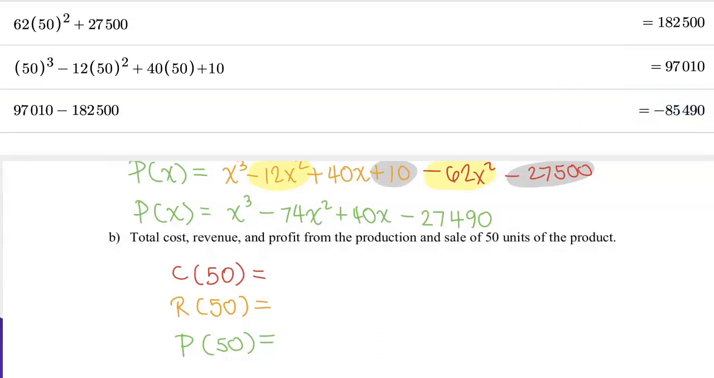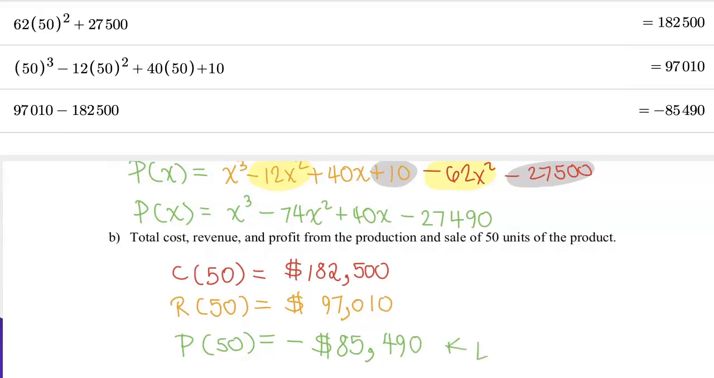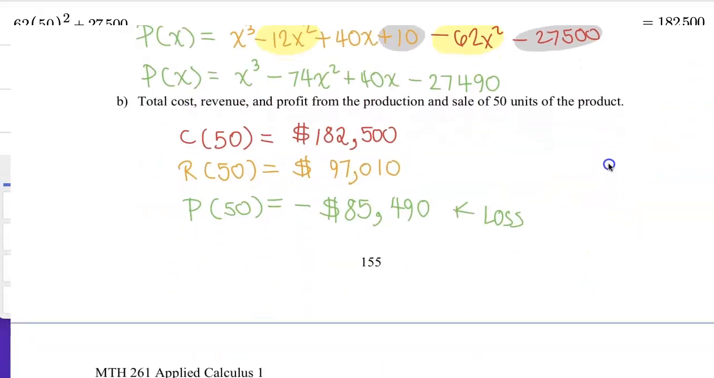Okay, let's write these numbers down. The first one, the cost of producing 50 units is $182,500. The revenue is $97,010. And profit, when I subtracted these two, it's going to be negative $85,490. So loss, sorry, loss. They're not really making money when they are producing 50 products. Okay, so they need to do more.